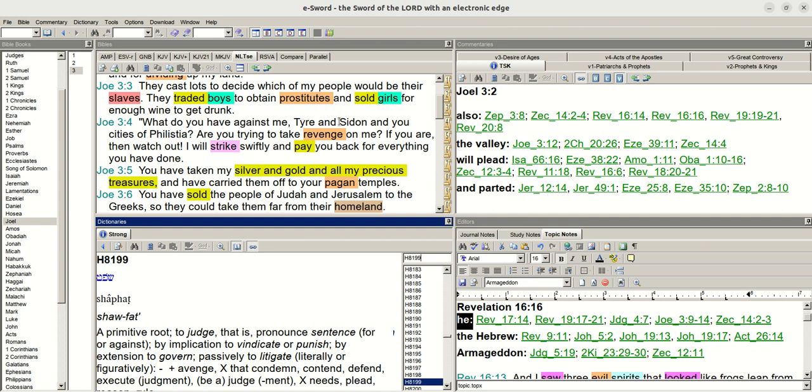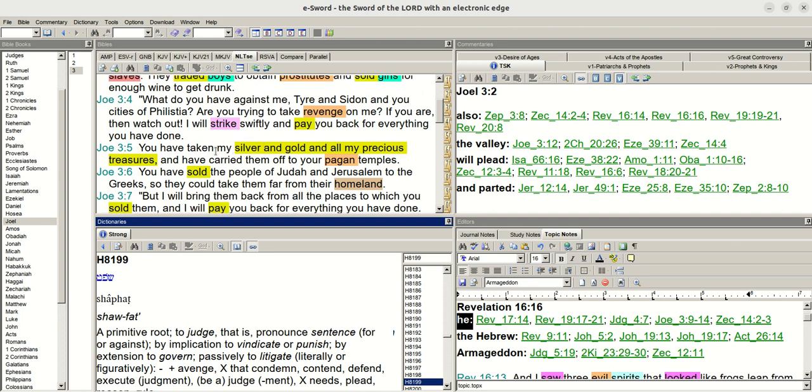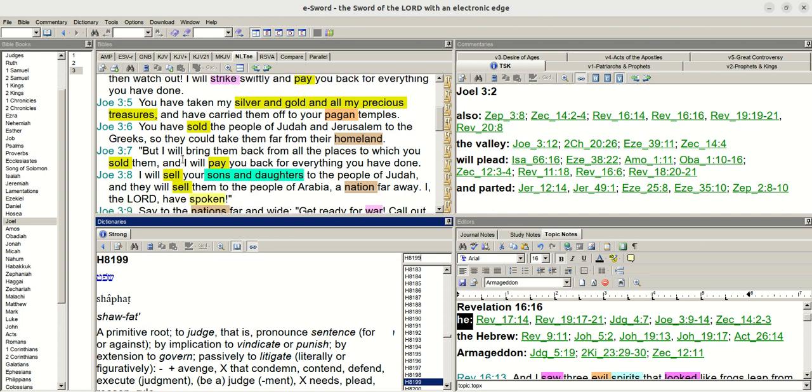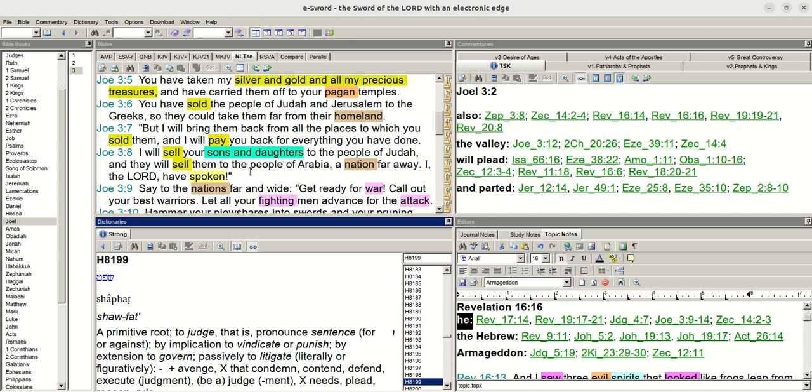"What do you have against me, Tyre and Sidon, and you cities of Philistia? Are you trying to take revenge on me? If they are, then watch out, I will strike swiftly and pay you back for everything you have done. You have taken my silver and my gold and all my precious treasures and have carried them off to the pagan temples. You have sold the people of Judah and Jerusalem to the Greeks, so you could take them far away from their homeland, but I will bring them back from the places to which you sold them, and I will pay you back for everything you have done. I will sell your sons and daughters to the people of Judah, and they will sell them to the people of Arabia, a nation far away. I, the Lord, have spoken."